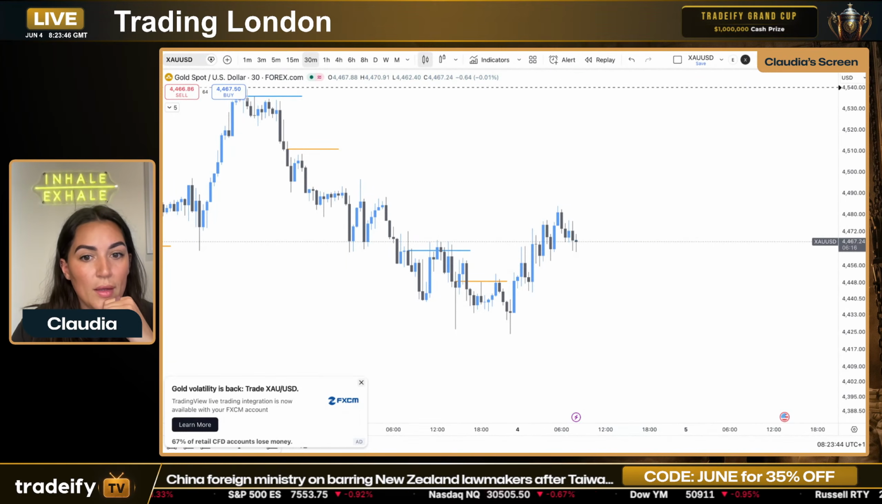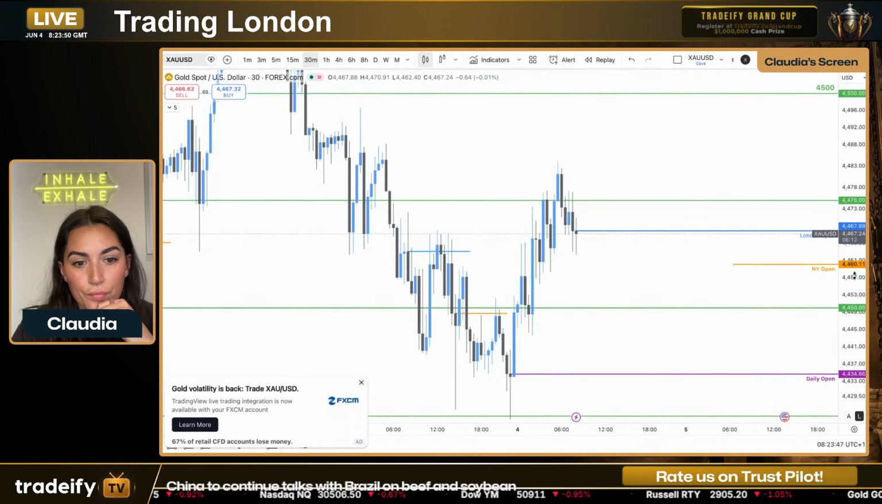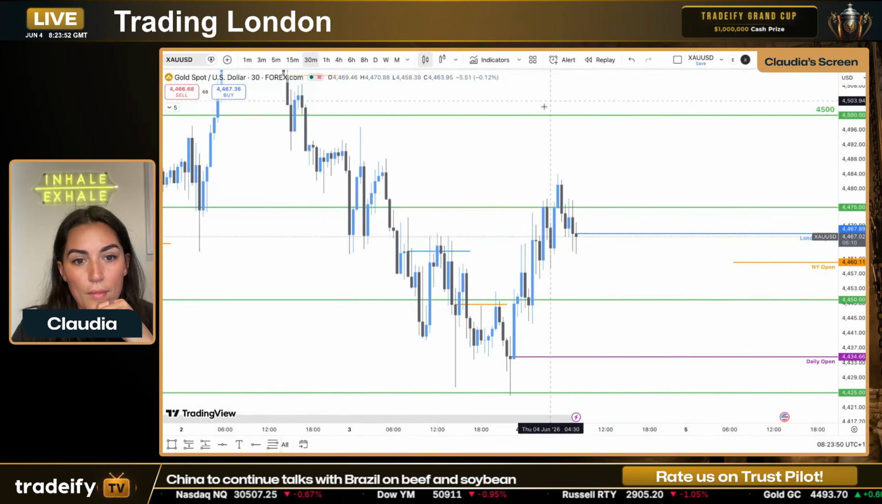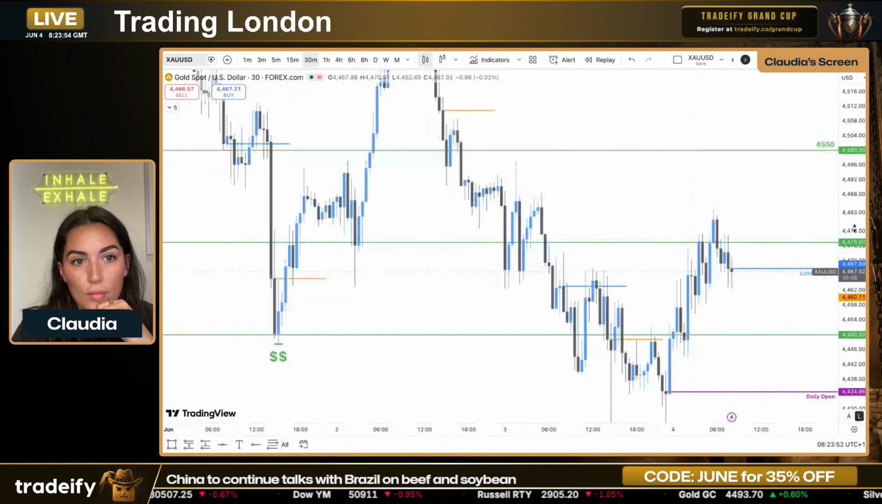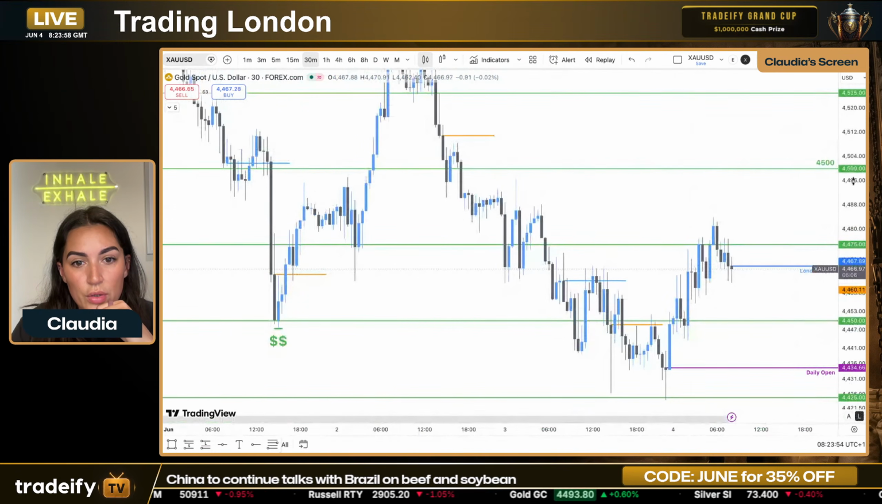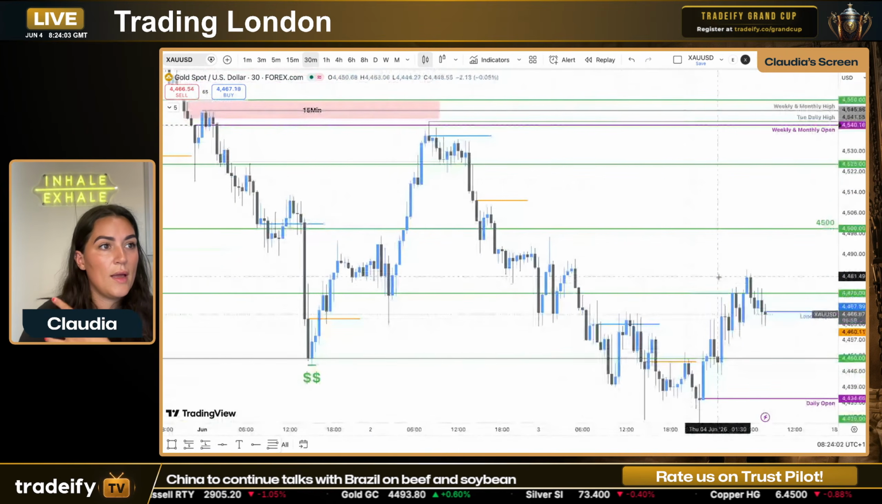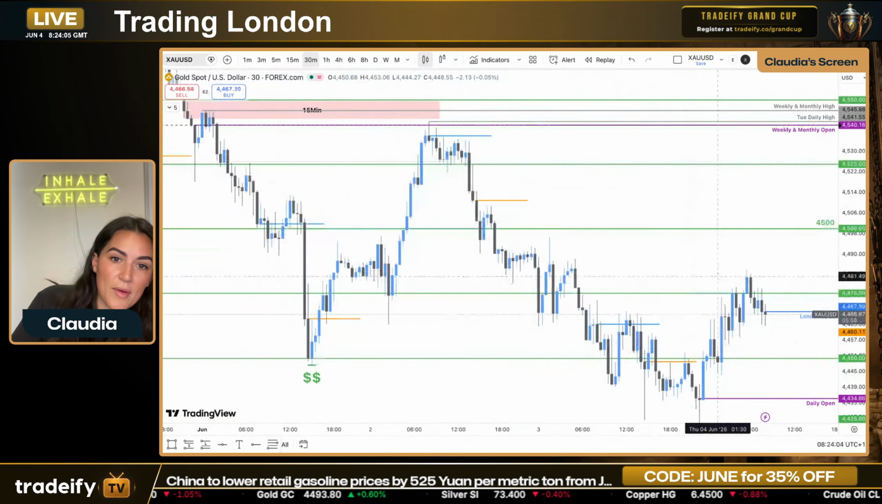So let me just pull back my drawings again, and we're going to stay on the 30-minute for this one. So I'm going to talk through liquidity levels now, key points of interest that I have my eye on.